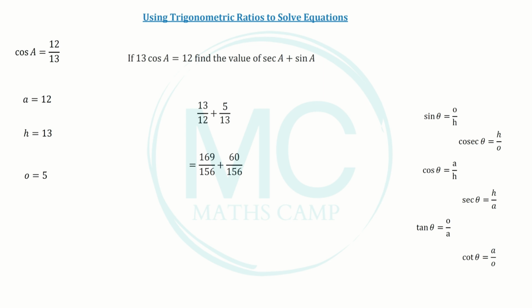Now we have a common denominator, and we get 169 plus 60 is 229. And we can see our final answer is 229 over 156. This fraction cannot be simplified, so this is our final answer.